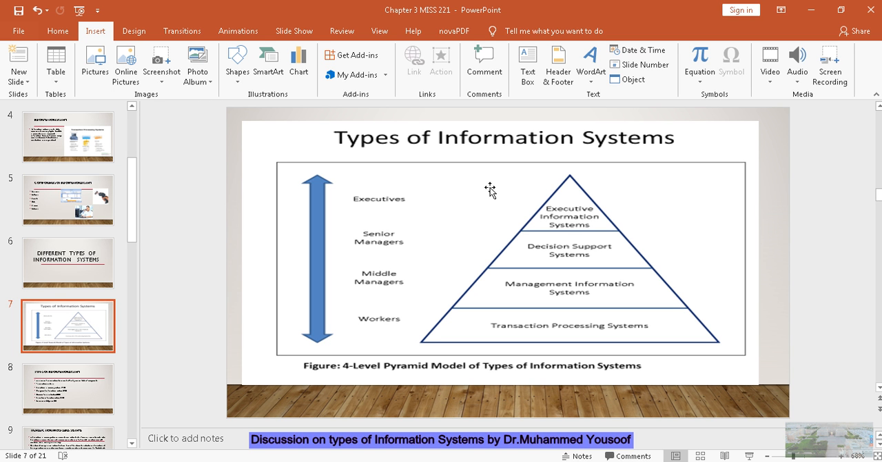Why are there different types of information systems? This is the question that now comes to you. Is it not enough to have only one information system? No, it is not enough for an organization, from the organization's point of view.